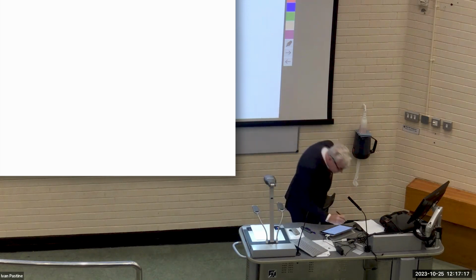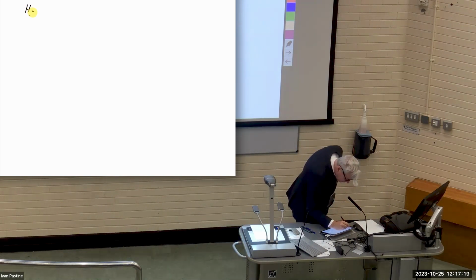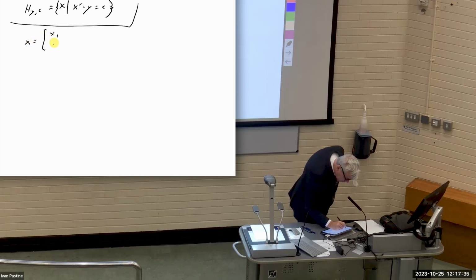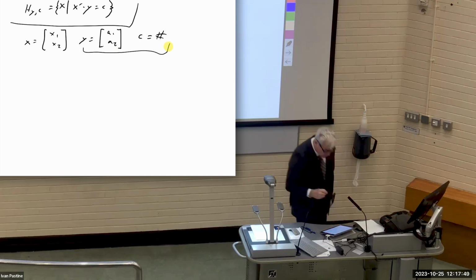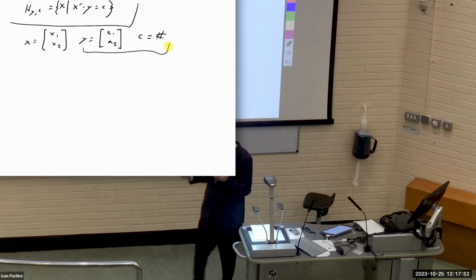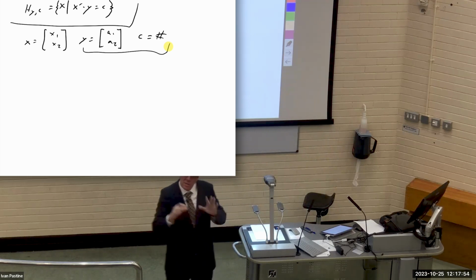Okay, so we've got h of y c is equal to all the x's such that x transpose times y is equal to c. Like so, right? And we've got x is equal to x1, x2, y is equal to a1, a2, and c is just any old number. Okay. y and c are given to us, and x is what we're trying to find. We're trying to find all the possible x combinations such that this thing is true.